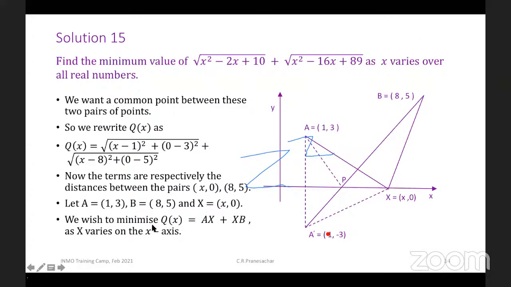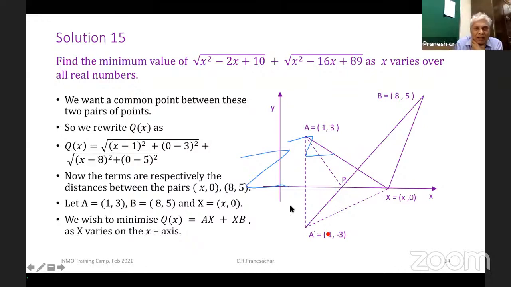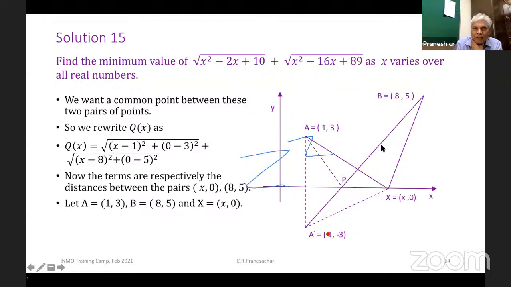Exactly. So we wish to minimize q of x, which is AX plus XB, as x varies on the x-axis. So now the problem reduces to this geometric aspect: as x varies on the x-axis, for which point x will AX plus XB be minimum? As somebody pointed out, we reflect the point A. You can reflect the point B also. Here we reflect the point A.